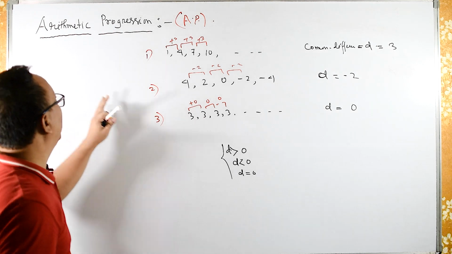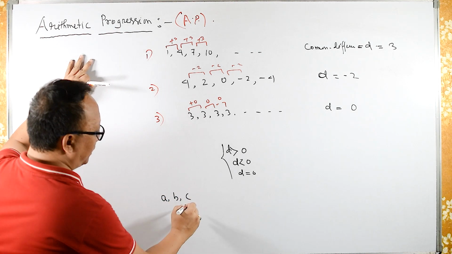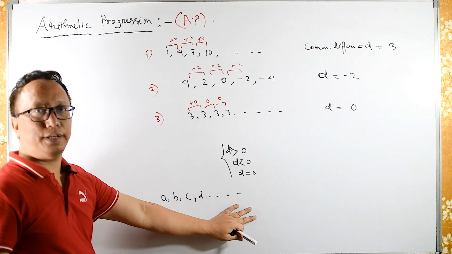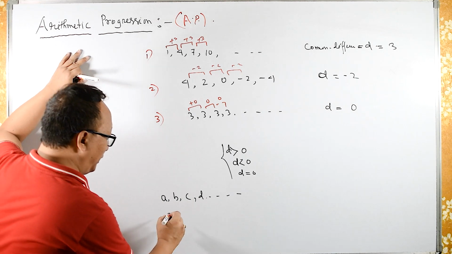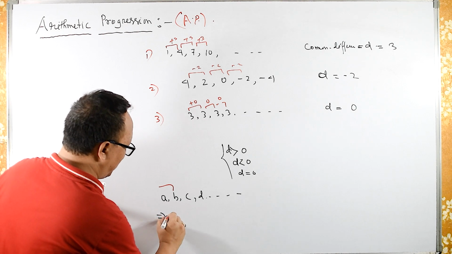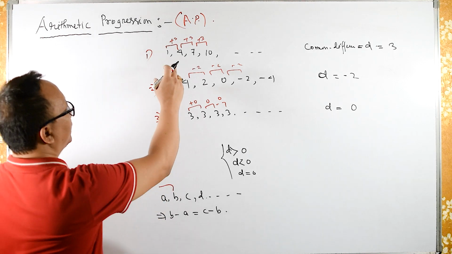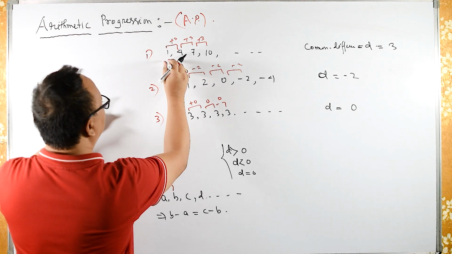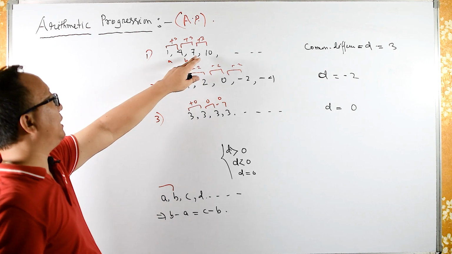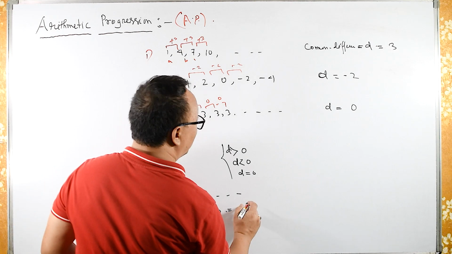Any numbers A, B, C, and so on are said to be in AP if B minus A is the same as C minus B. This difference, B minus A, let's take this as A, B, C. B minus A is 3, and 7 minus 4 is also 3. This difference is called the common difference.